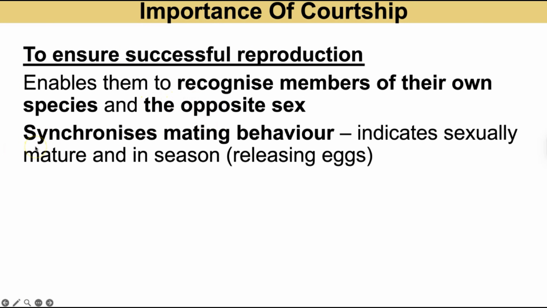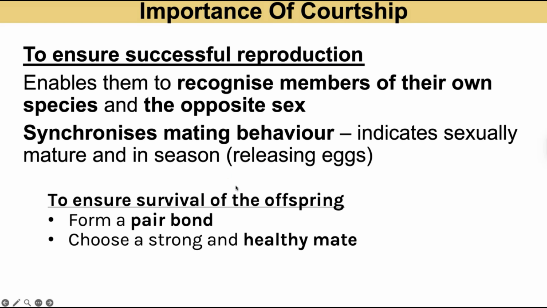Next is synchronising mating behaviour. Now what this means is animals will do the courtship ritual and they'll be able to recognise what that ritual means only if they are producing gametes. So males will only do the dance when they are producing gametes. Females will only recognise and respond to the courtship ritual when they are releasing eggs. And again, that then means if they reproduce, you're more likely to have offspring because both the male and female are producing gametes, which could then fuse together to make an offspring.